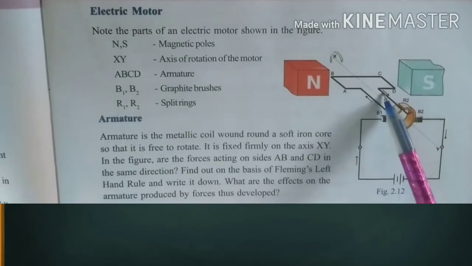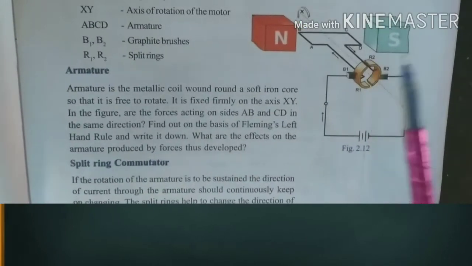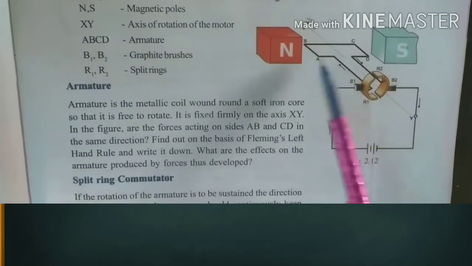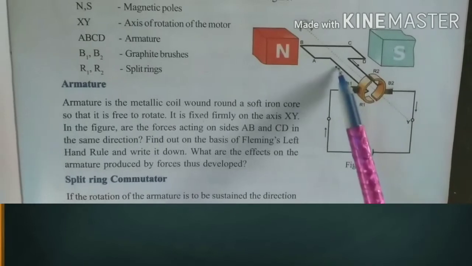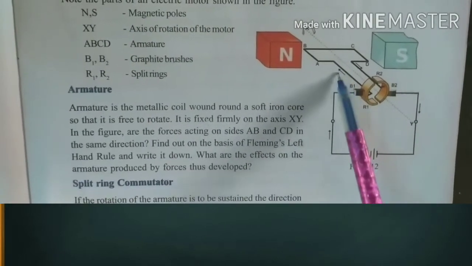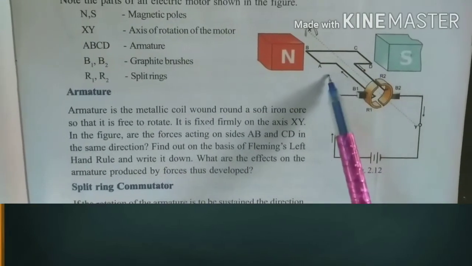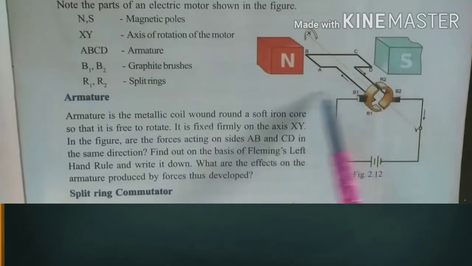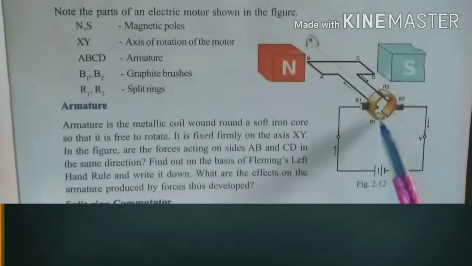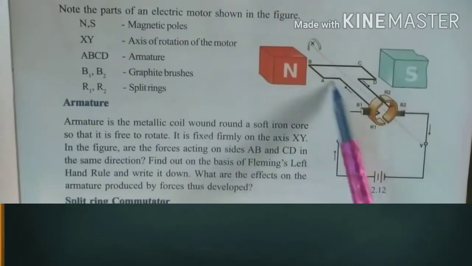So, what is an armature coil? A soft iron core is taken and a metallic coil is wound on this soft iron core. That forms the armature. The armature is placed in between the poles of the magnet, and it is fixed so that it is free to rotate inside.